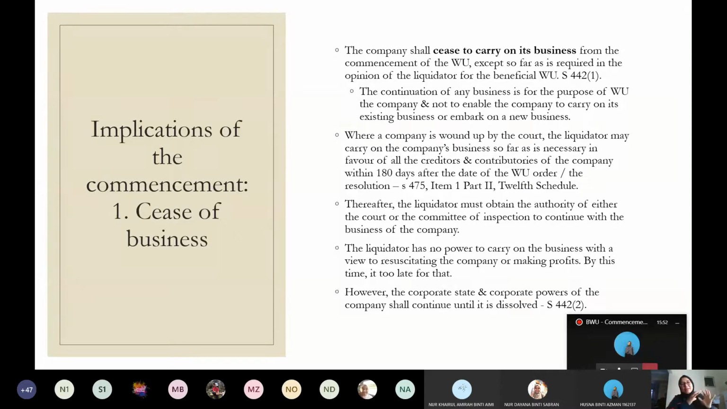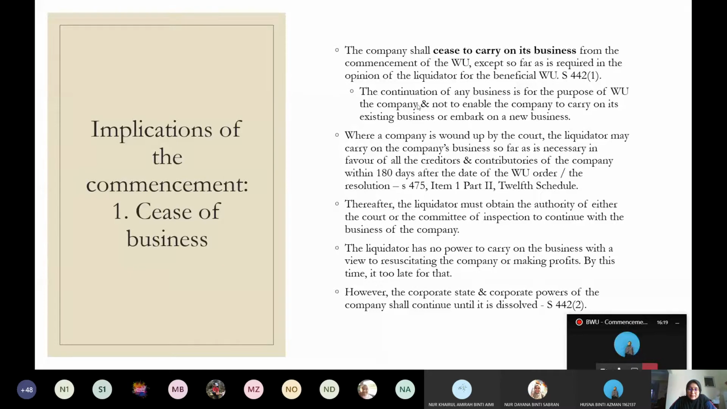So dia macam ending the business only. Dia tak boleh order barang baru apa semua, yang tu tak boleh. Tapi just for the purpose of ending the business, because it would be good for the winding up process itself. That is for the purpose of paying the creditors' debt at the end lah. So that is the ultimate purpose of it.